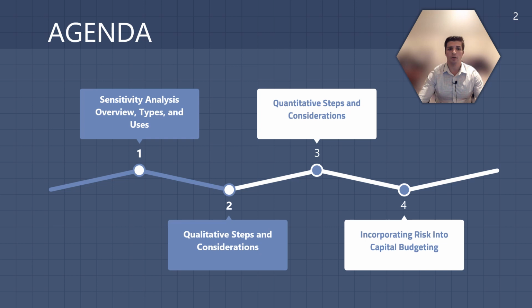To start things off, I'll go over what a sensitivity analysis is, the types of sensitivity analyses there are, and some uses for the sensitivity analysis. Next, I'll go over the qualitative steps needed to conduct a sensitivity analysis. Third, I will outline the quantitative steps needed for a sensitivity analysis. And finally, I will discuss how to use a sensitivity analysis to incorporate risk into capital budgeting.